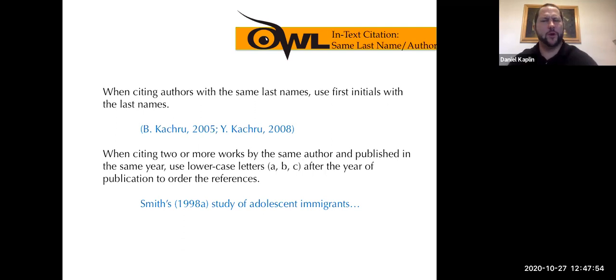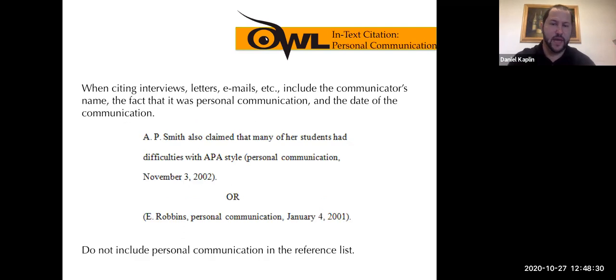What happens when you have a very prolific author, a writer? What if you publish multiple articles in the same year, and it's not enough to say the year it was published? So we add lowercase letters a, b, c to indicate which publication we're referring to. So Smith 1998a, a study on adolescent immigrants, said... When you see that, you know that there's going to be a Smith 1998b at a minimum. So that's how you would do that.